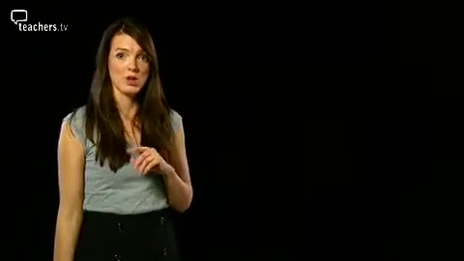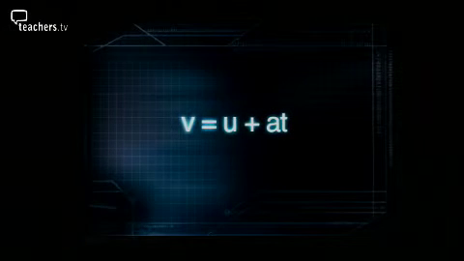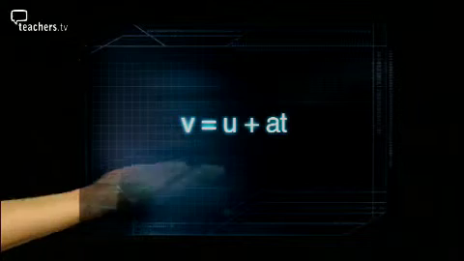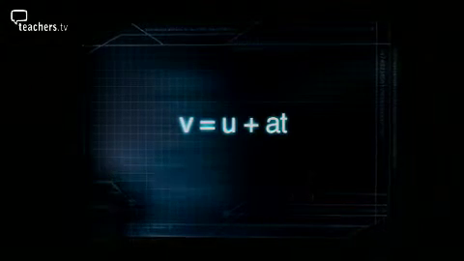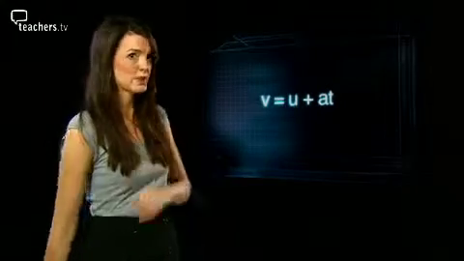The first one I'm going to use is this. V equals U plus AT, which is velocity equals starting speed plus acceleration times time. But first, I'm going to need a few figures from the airfield.